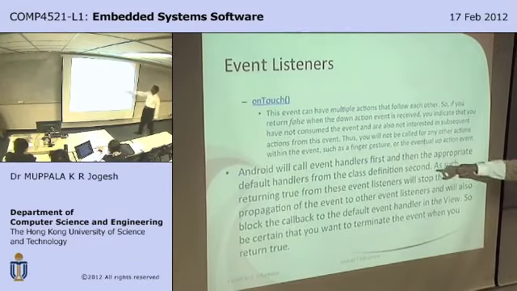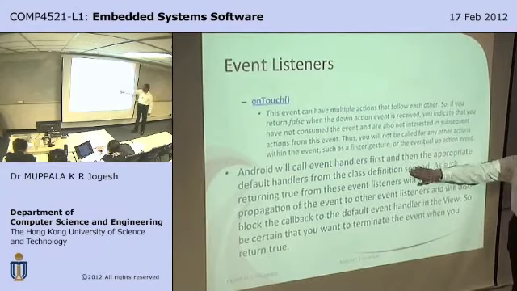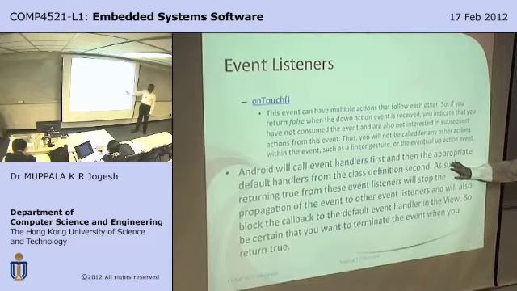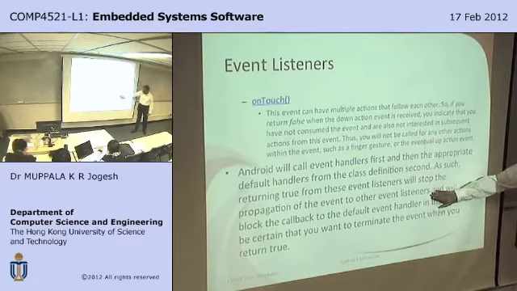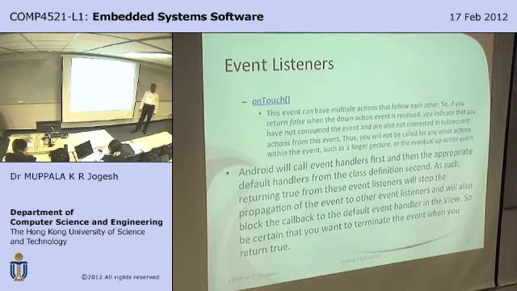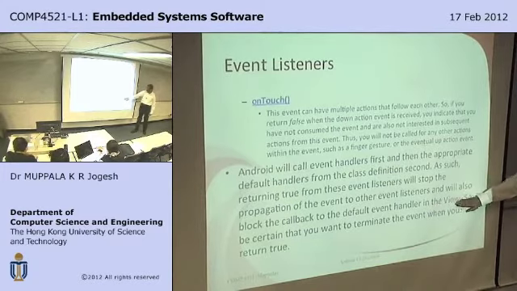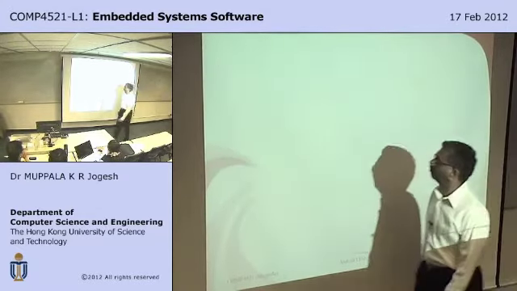So the Android framework will call event listeners first and then the appropriate default handlers from the class definition next. Returning true from these event listeners will stop the propagation of the event to other listeners. That's the point. You don't want it to proceed forward. It will also block the callback default event handler in the view. If none of them handle it, the default handler will be called. That's why you have to stop at that point.